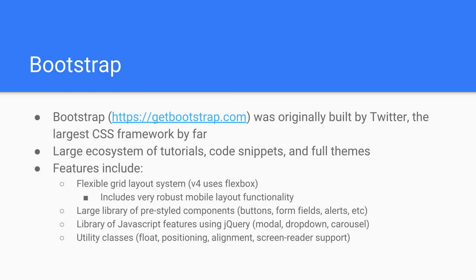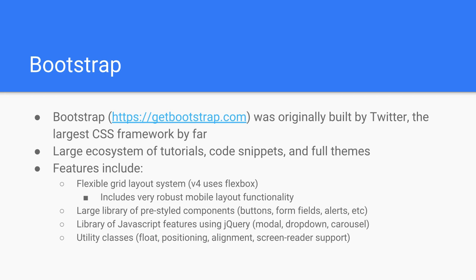So again, we talked about Bootstrap. Bootstrap v4, which came out about a year and a half ago maybe, uses Flexbox. They give you a lot of classes that will apply the Flexbox features. So instead of writing your own Flexbox CSS, you can just use Bootstrap classes and get a lot of the Flexbox features. So that's really nice. Really robust layout for mobile. So with Bootstrap, you can do all kinds of mobile responsive things just using classes without writing any CSS. So super nice. Lots of pre-styled components.